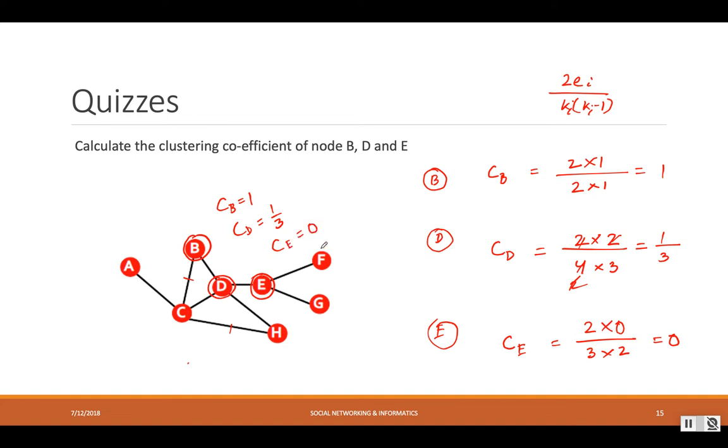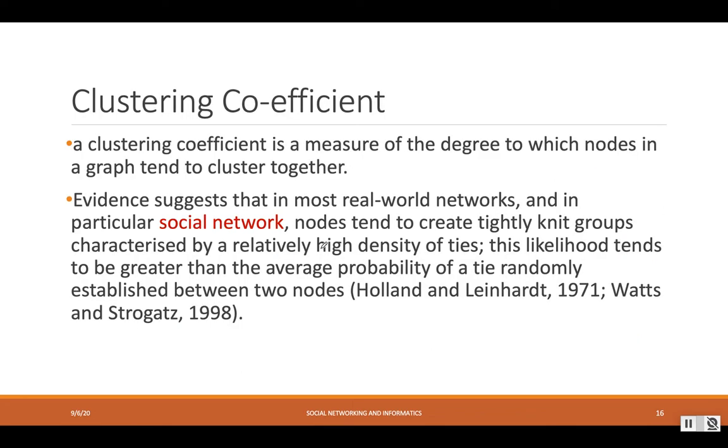So now the question is, why are we finding the clustering coefficient? Does it tell us anything about the node, or about the structure? A clustering coefficient is a measure of the degree to which nodes in a graph tend to cluster together. So it tells us the structure of the cluster. It gives us a degree or measure of how this graph tends to cluster together.